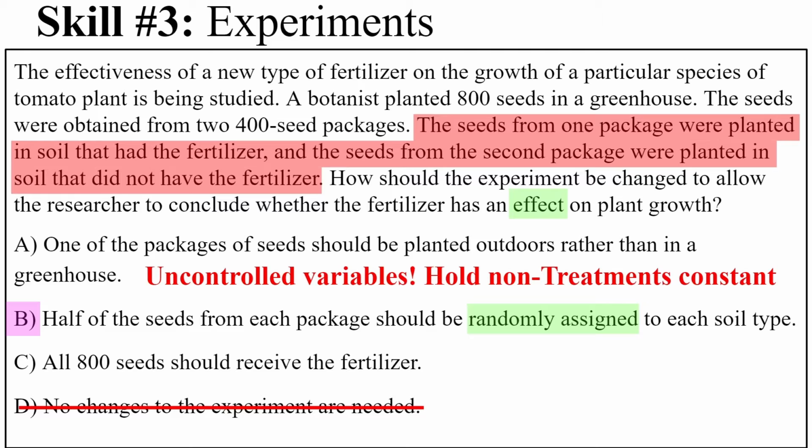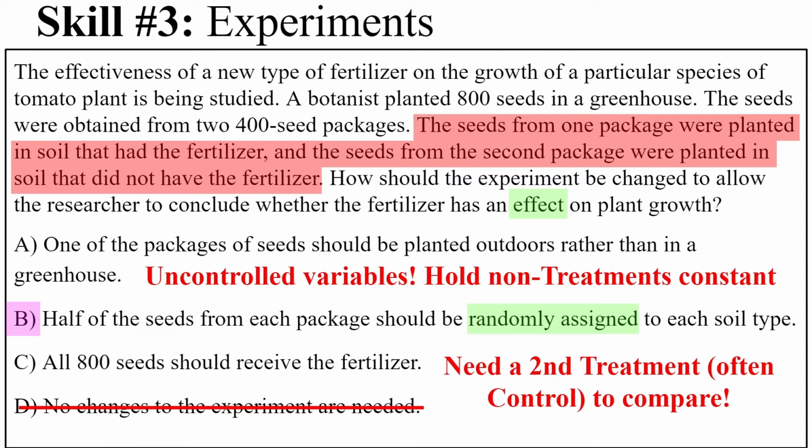Answer choice A is wrong because this is actually worse, right? This is worse than doing nothing. We're basically making another uncontrolled variable. So we're essentially having two treatments, like two factors that we're varying. Remember, we said not to do that. We only want to vary one factor, in this case, the fertilizer. So we want to keep everything else constant as close as possible. So A is wrong because of that.